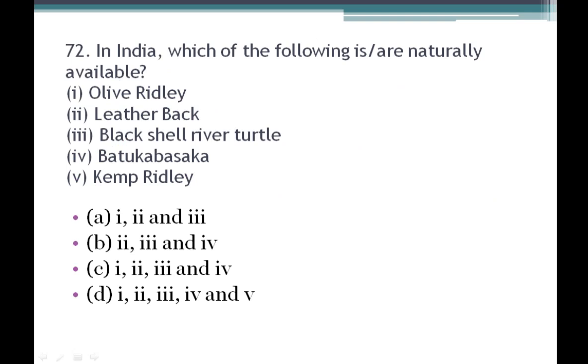Question number 72. In India, which of the following is or are naturally available? 1. Olive ridley, leatherback, black-shelled river turtle, Batagur baska, Kemp's ridley. The correct answer is option B, that is 2, 3 and 4. Leatherback, black-shell river turtle and Batagur baska. And apart from these, soft-shell, greenback, pig nose, and starback are also naturally available in India.